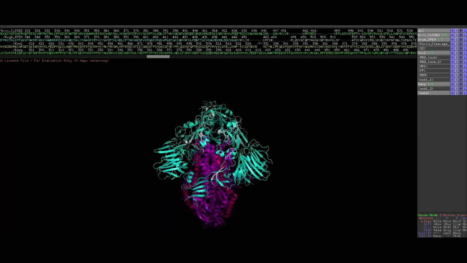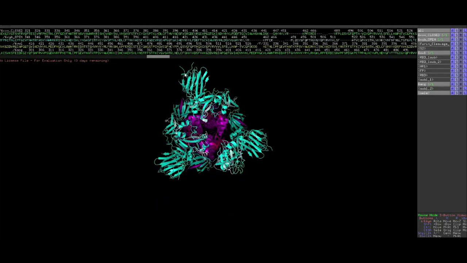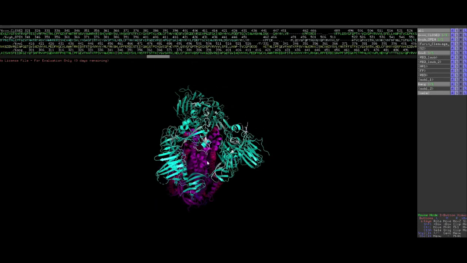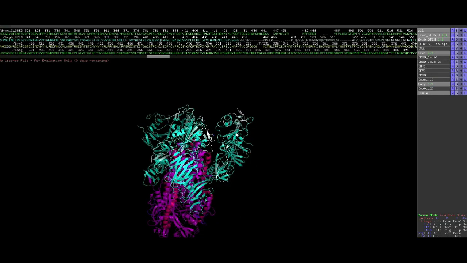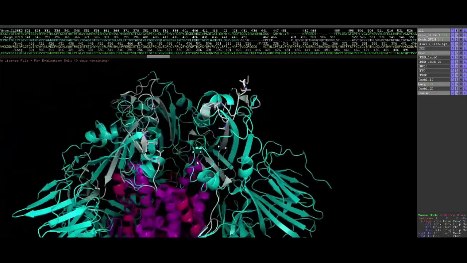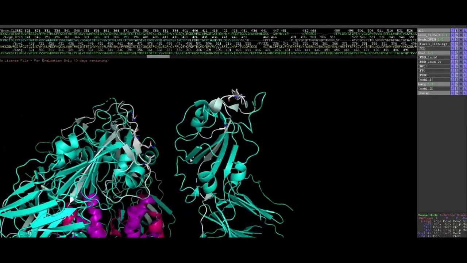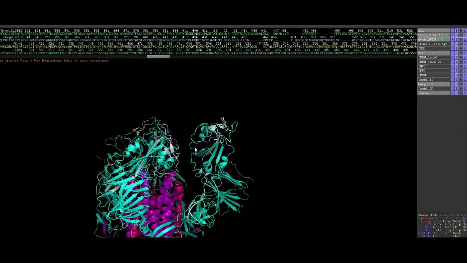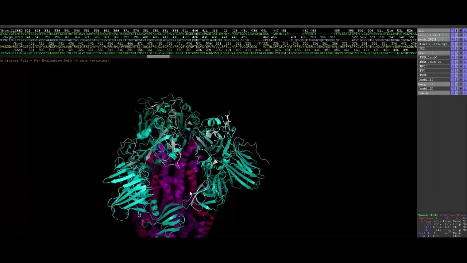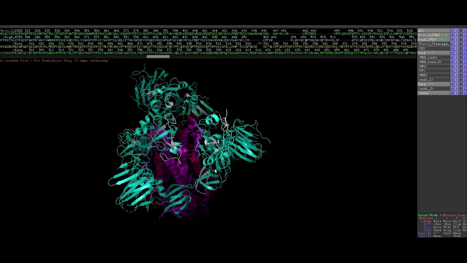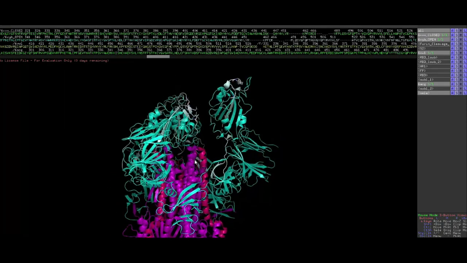But what we also see is that this one right here and this one right here are in what's called the closed conformation, where this one here is in the open conformation. And the open conformation is needed in order for this to bind to the human ACE2 receptor. And so we can see this structure having 2 in the closed and 1 in the open.